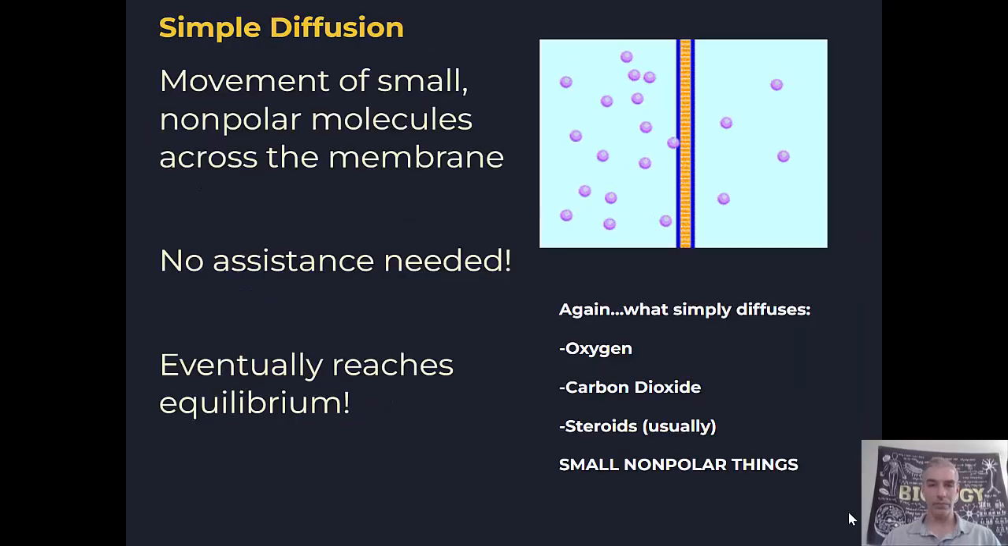We're trying to concentrate molecules from a lower concentration to a high concentration, and that always is going to require an input of free energy. So here's showing you that simple diffusion, small nonpolar molecules crossing easily until they reach equilibrium, and eventually they'll stay at that equilibrium. Again, no assistance is needed for that. And the things that you want to remember, small nonpolar things: oxygen, carbon dioxide, steroids, those simply diffuse. You want to remember those three things.